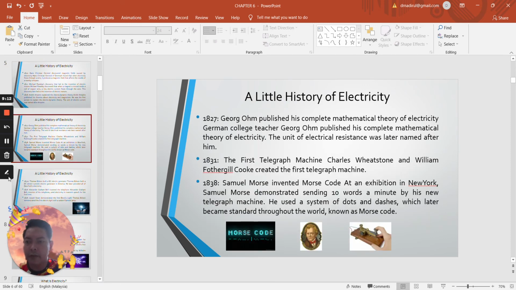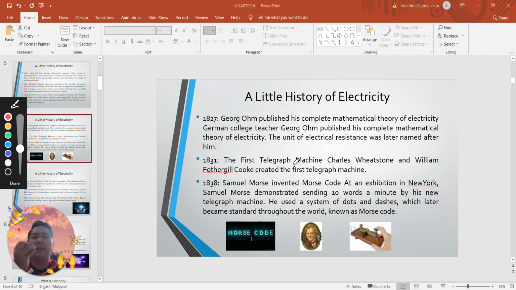And then, furthermore, a little bit of history. In 1827, George Ohm published his complete mathematical theory of electricity. George Ohm was a German college teacher. The unit of electrical resistance was later named after him to recognize his contribution in this field.